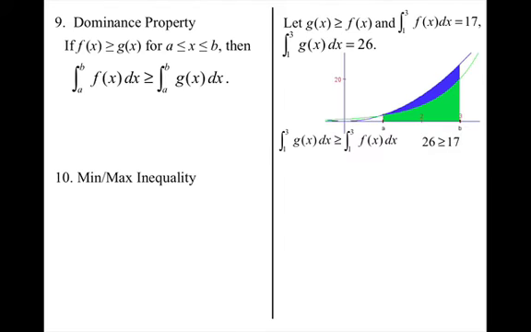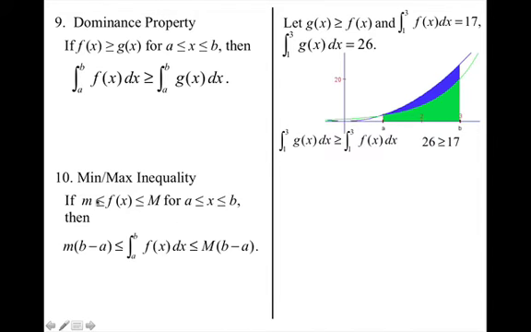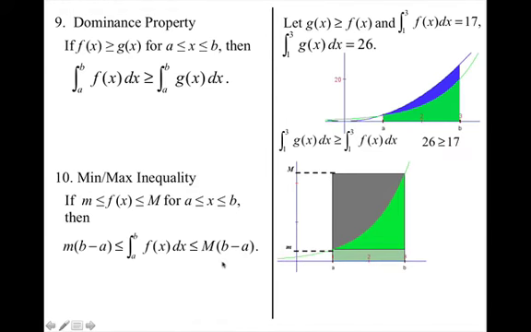The next property, the min-max inequality. What this says is if you let little m be less than or equal to f of x, which is less than or equal to big M, for x being between a and b, then we say that the area underneath f of x from a to b has to be bigger than the area under little m times b minus a, but smaller than the area underneath big M times b minus a. So what does that mean?